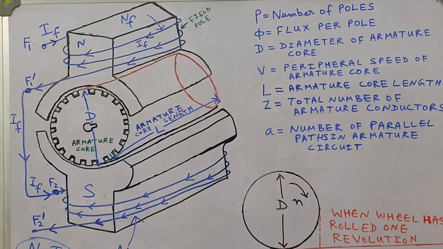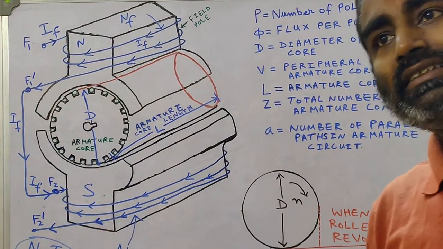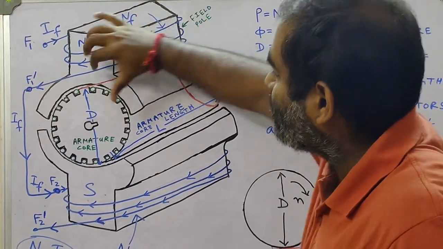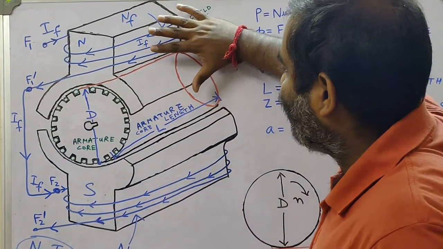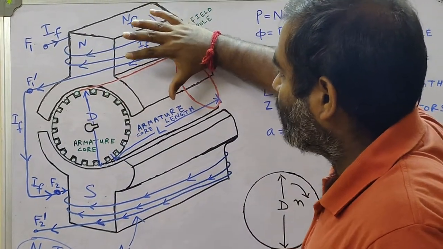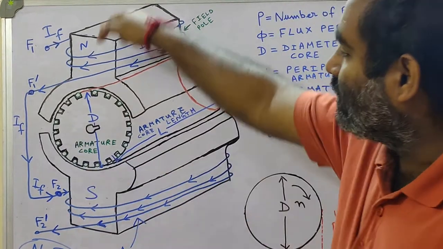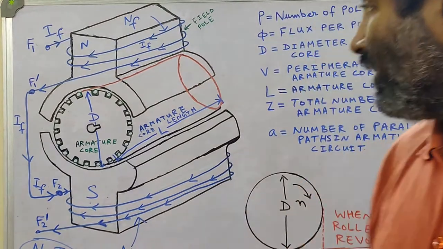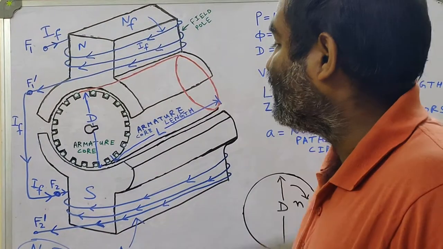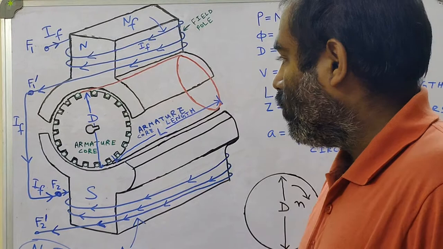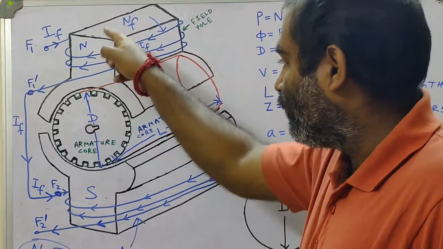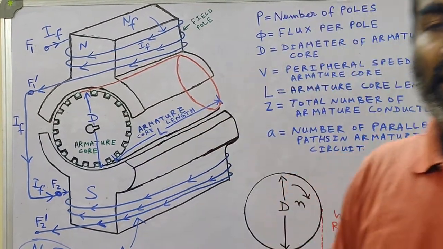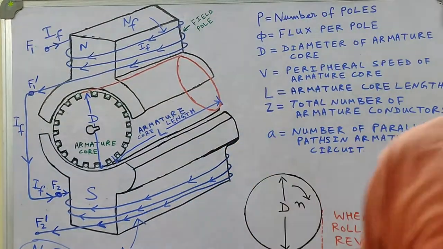So what is the meaning of field axis or polar axis? Field axis or polar axis is that axis along which the magnetic axis of the field coil is directed. You see, the magnetic axis of the field coil is directed along this line. So this is your field axis or the polar axis. Now you may also notice that along the field axis, the air gap is a minimum. Whereas if you move 90 degrees from the field axis, that is this line, you find that the air gap is maximum. So this is known as the interpolar axis or Q axis or quadrature axis.